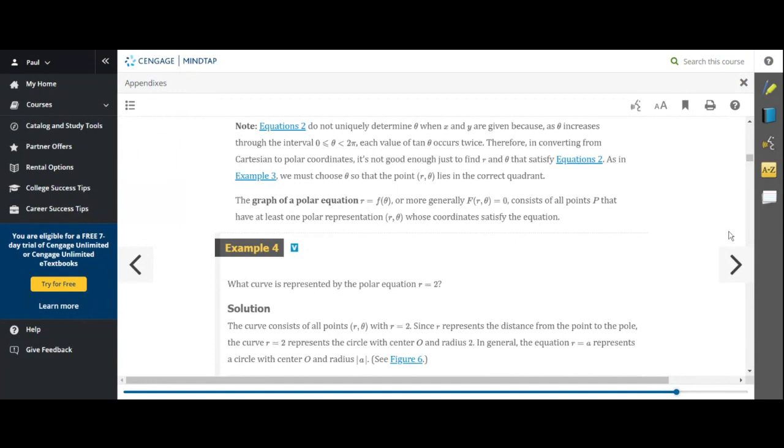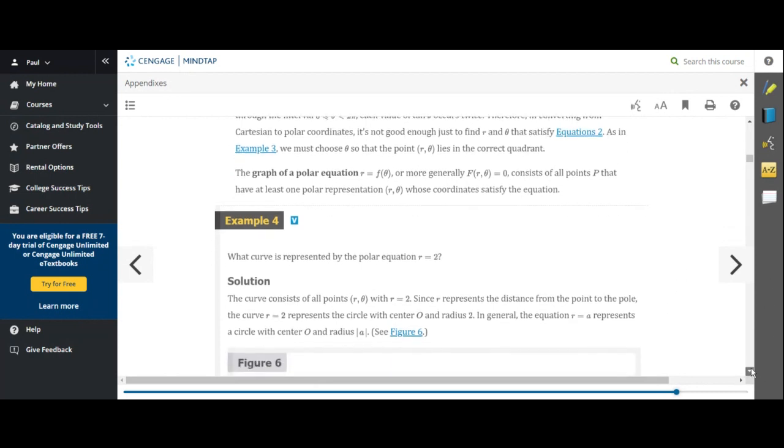So example 4 gives a polar equation. What curve is represented by the polar equation r = 2? So you're used to y being a function of x. But now we have r as a function, well, r is a function of theta, formally, but r = 2. The curve consists of all points with radius 2. So theta could be any angle.